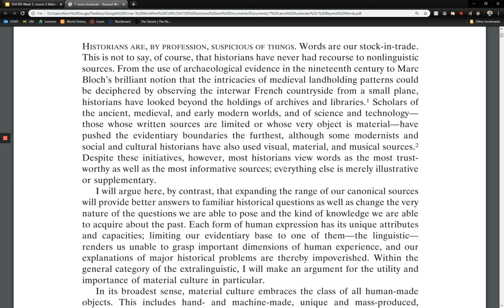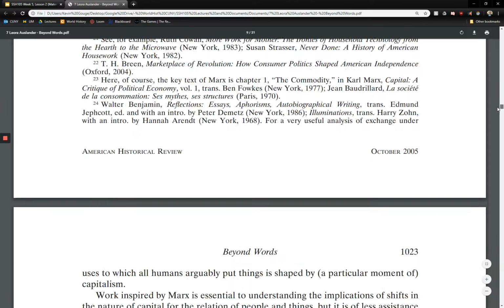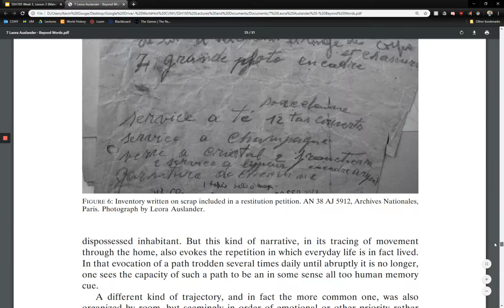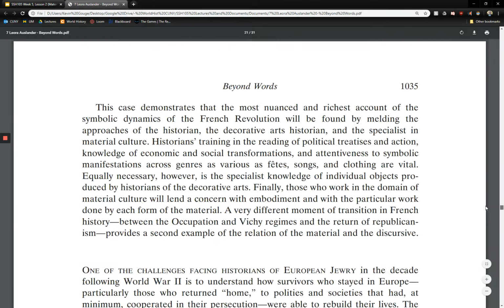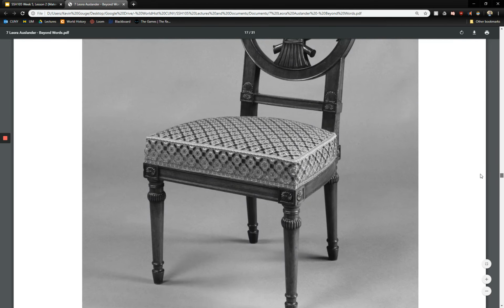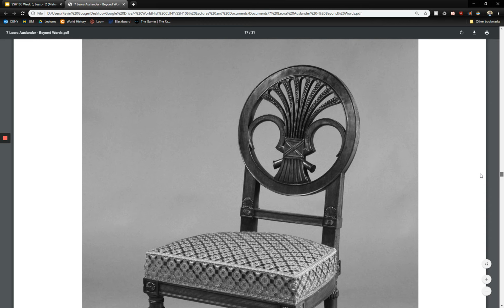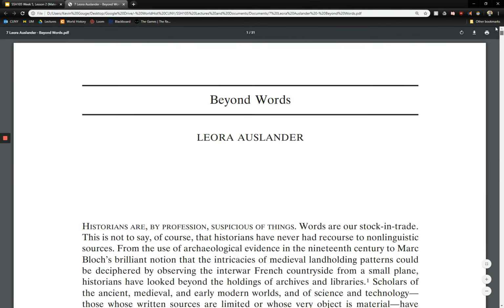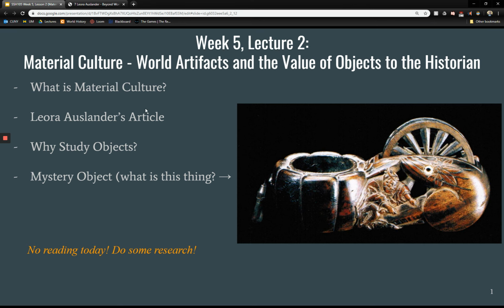But this article is very good if you want some theoretical background to underpin your object essay. I encourage you to look at it in more detail. It is a lengthy article. You don't have to read the whole thing to use it, and she does get into the study of some very specific objects. But I really do encourage you to look at it, and it would be a good one to look at if you want something to cite in terms of sources to back up your arguments.